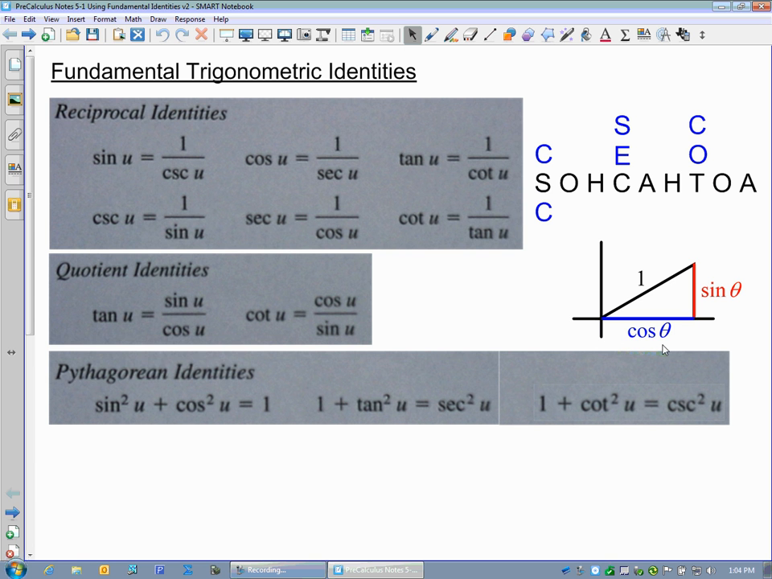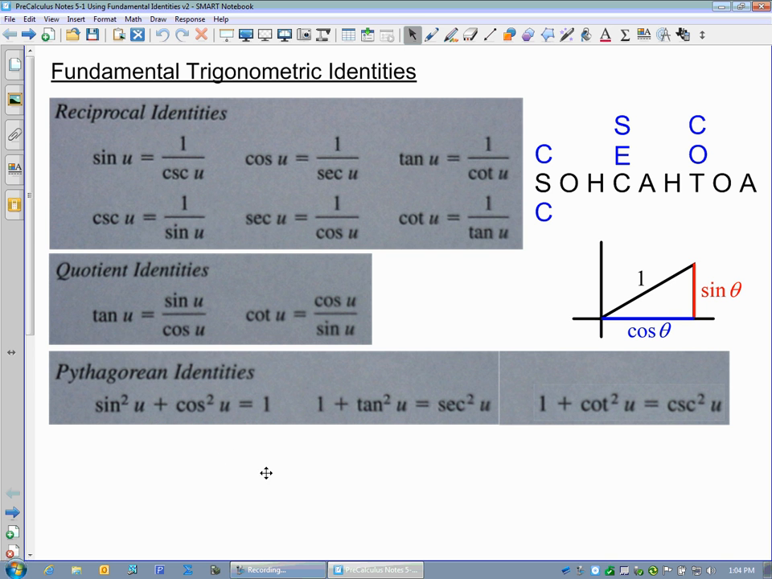Co means complementary. So by definition, we have this segment is the sine of theta, this segment is the cosine of theta, which means the Pythagorean theorem says leg squared plus leg squared equals hypotenuse squared, or in other words, sine of theta squared plus cosine of theta squared equals 1 squared, or sine squared plus cosine squared equals 1.